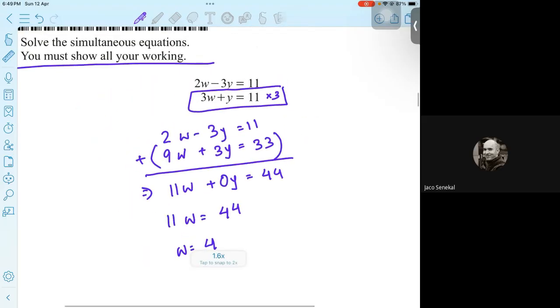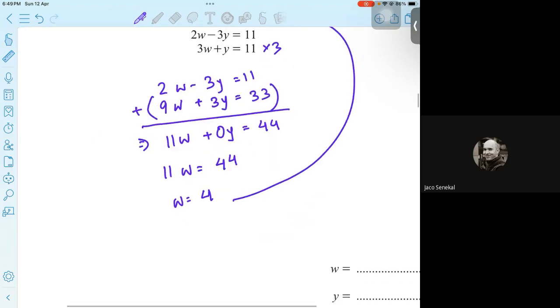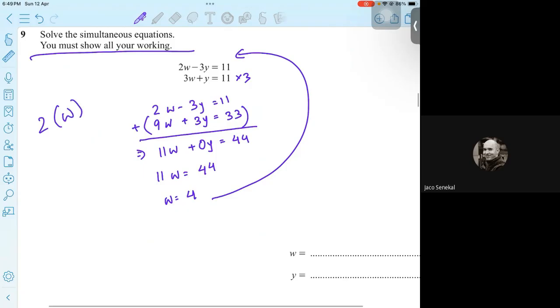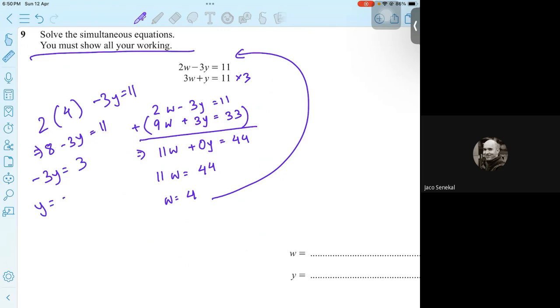Okay. So now I can take this w and plug it in anywhere. Let's plug this into the first equation, let's say. Oh, I have to show this. So let's plug this into the first equation. So I get 2w minus 3y equals 11. So instead of the w, let's write 4. What we get is 8 minus 3y equals 11. That means minus 3y is equal to 11 minus 8, which is just 3. And then y is equal to minus 1. Any questions? w equals 4, y equals minus 1.